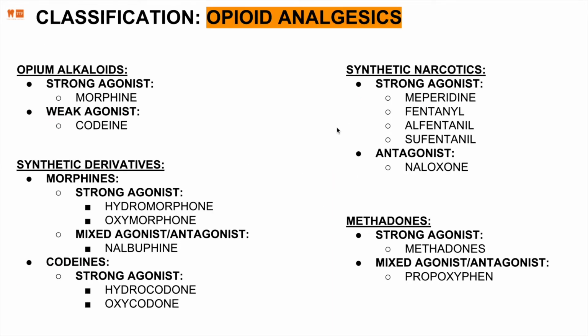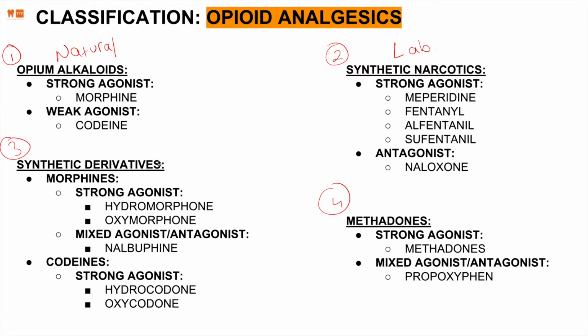Let's take a look at the opioid analgesic classification. There are four major categories that we'd like to discuss. We've got opium alkaloids, synthetic narcotics, synthetic derivatives, and then methadones. So consider opium alkaloids as natural, completely grown by nature, and synthetic narcotics completely made in a lab. Just a way to remember.